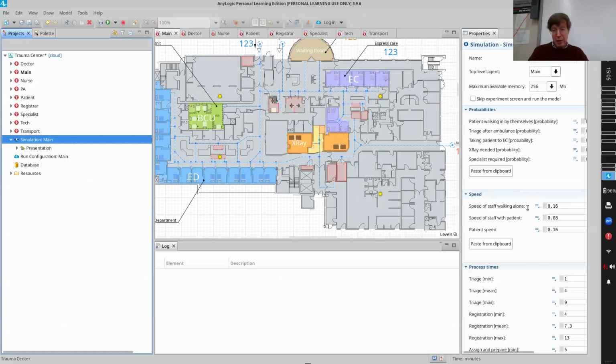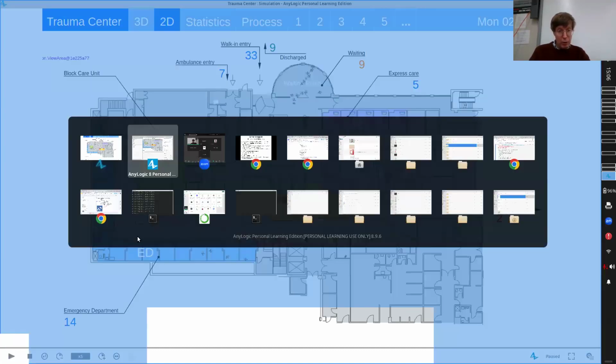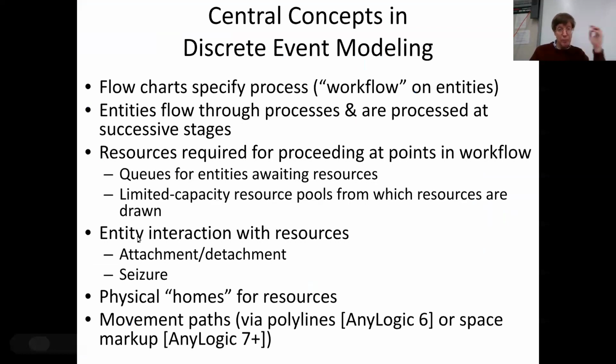So if you look at simulation, you look at speed, there's parameterization of the speed of staff and how fast they walk with the patient, and the speed of patients independently. You can imagine further characterizing the speed of a resource such as a gurney, a type of bed, or the speed of a wheelchair, for example. You could further characterize. Okay, I'll pause this here, and we will go back to characterizing this.